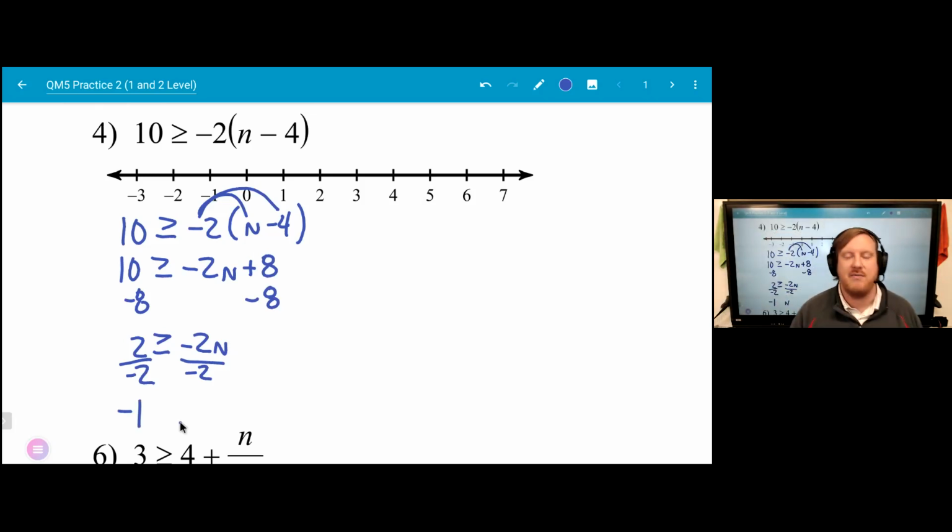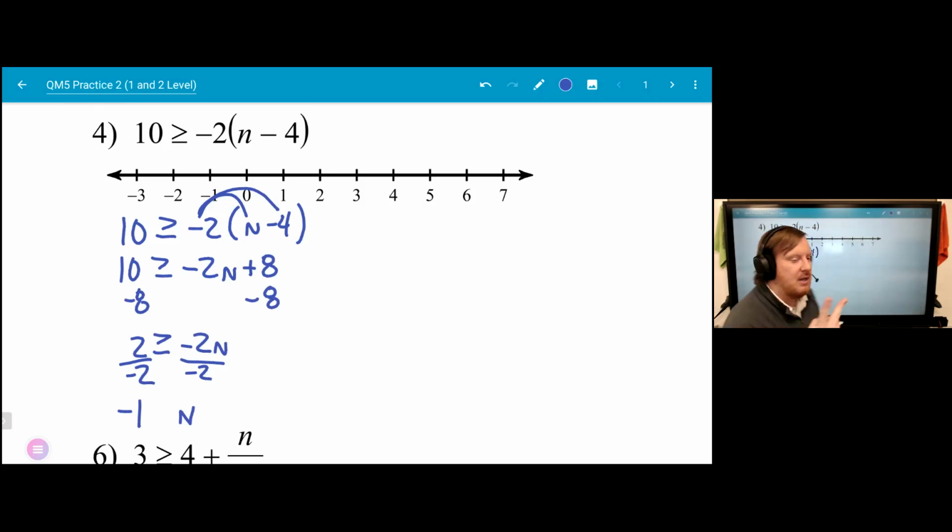But when you divide by a negative number in an inequality, you must flip that inequality. So in here, it's less than or equal to. This now becomes, hold on. This is greater than or equal to, becomes less than or equal to. Notice how this flips. Flip. Because we divided by a negative number.